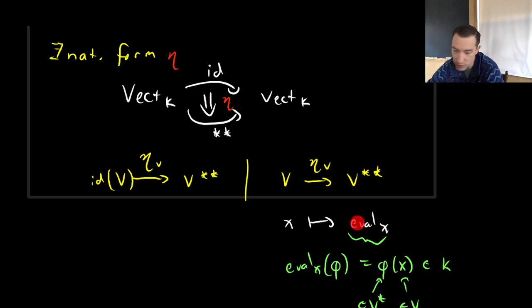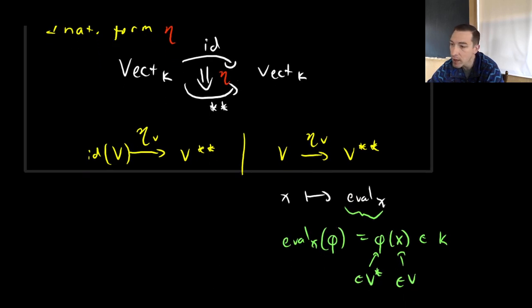And how does that work, just to make it clear? If phi is something in the dual space, so it's in V star, then eval x on phi, well, x is a vector, phi is something in the dual space. So if I want to get something in the double dual, I simply take phi and apply x, right? So phi is in the dual, x is in the vector space, and that ends up with a k.